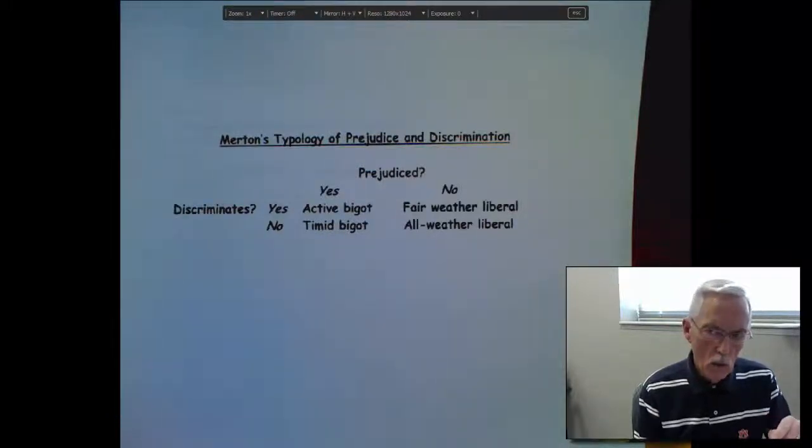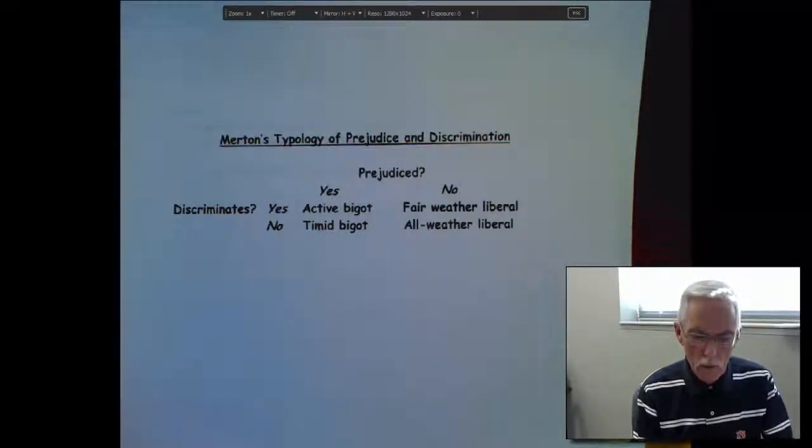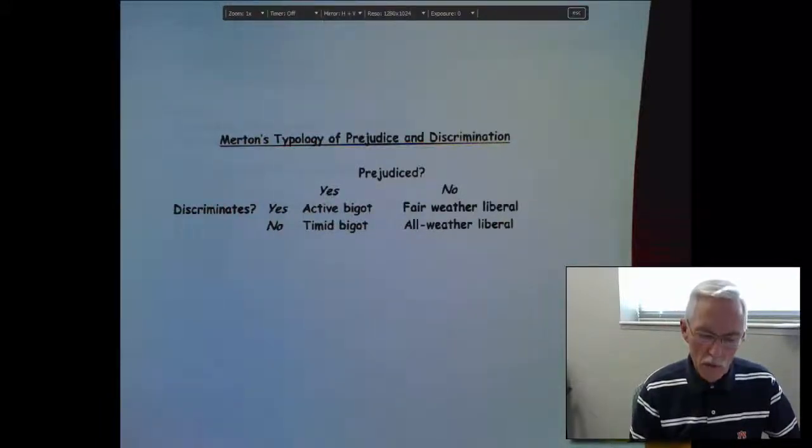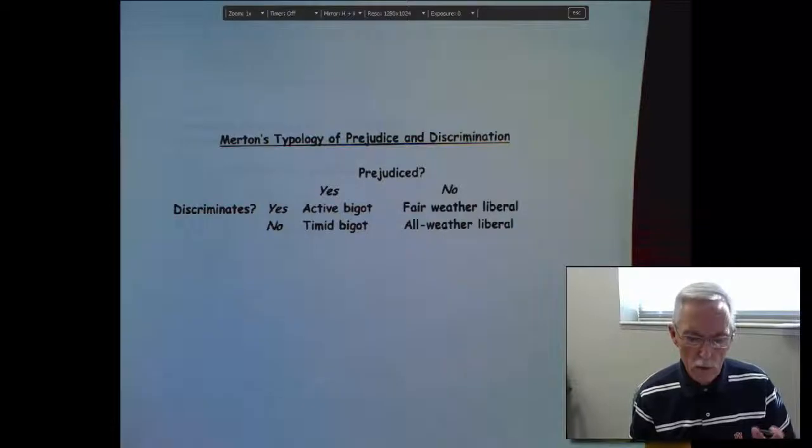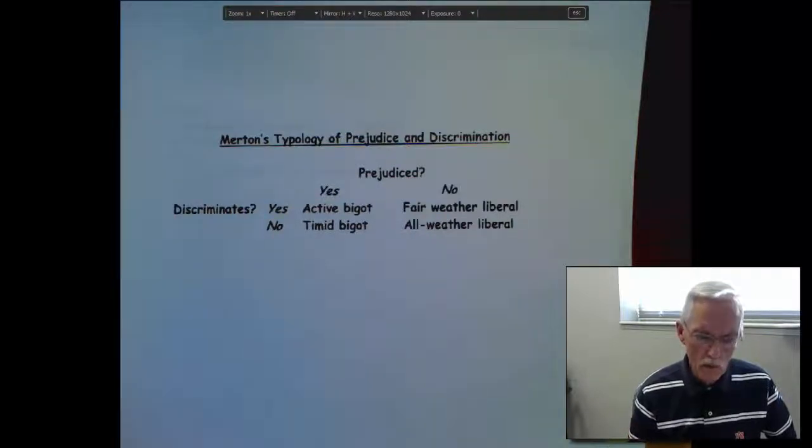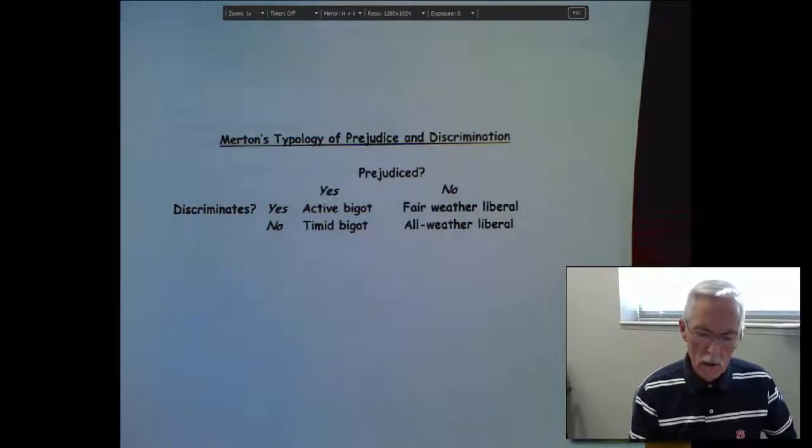The all-weather liberal, on the other hand, works to be neither prejudiced nor discriminatory. An example of this might be someone who holds no stereotypes, or at least tries to restrict stereotypes toward other races and ethnic categories, and works very hard to treat everyone equally. Timid bigot, on the other hand, is someone who is prejudiced but doesn't discriminate.